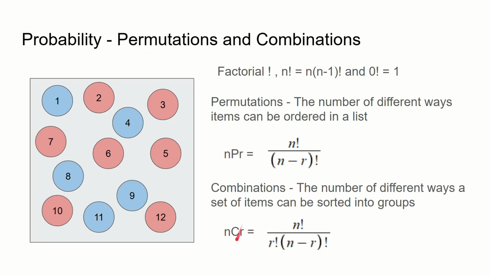So actually, the maximum value for choosing out of n things is if we choose exactly half, or 6 of them. And 5 and 7 will be the same, 4 and 8 will be the same. It's symmetrical around its center.